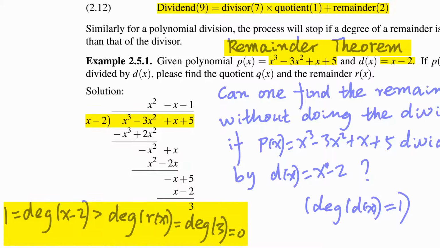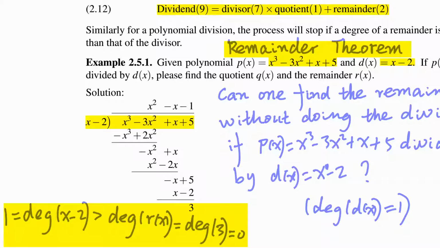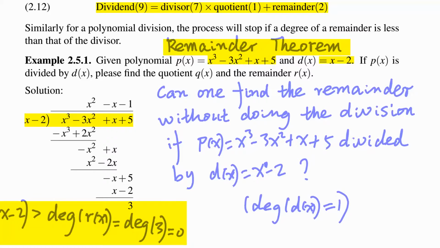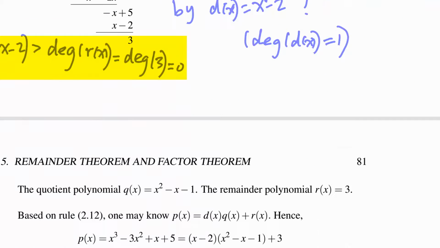All right. Now then we know, similar to 9 equals 7 times 1 plus 2, we can rewrite this as this expression right here. We can rewrite p of x right here.